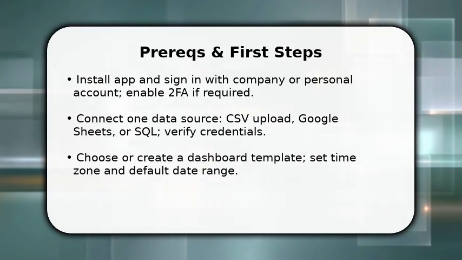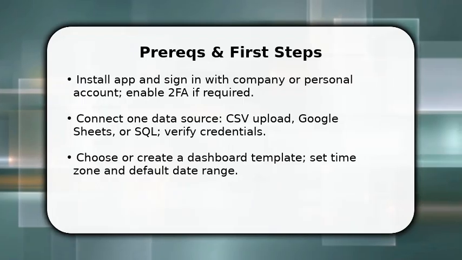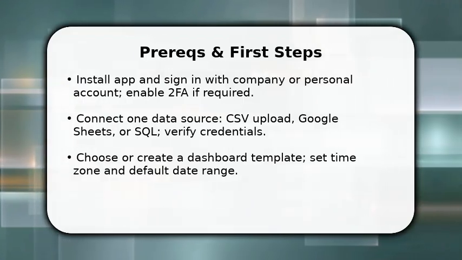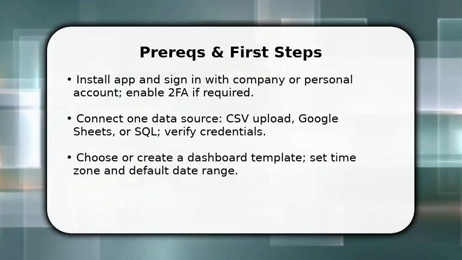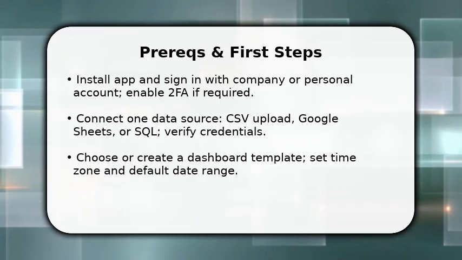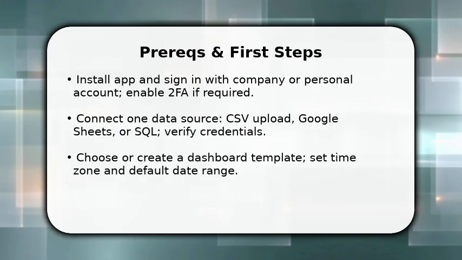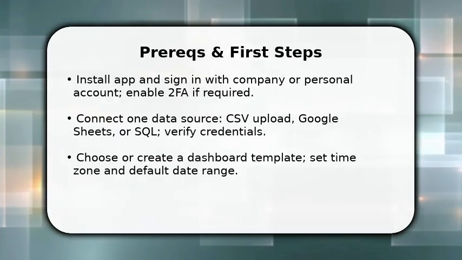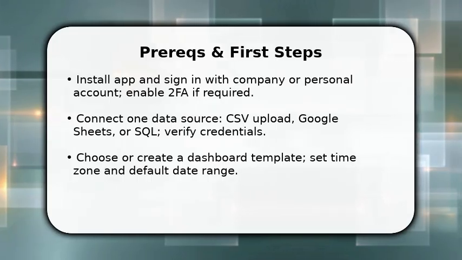You already have the app and an account. Now start by connecting one data source so you can see live results. First, upload a CSV or link Google Sheets or enter SQL credentials. This feeds the widgets. Once done, pick or create a dashboard template and set the time zone plus default date range. Make sure your account has permission to access the dataset. If not, request access now so the next steps run without interruption.